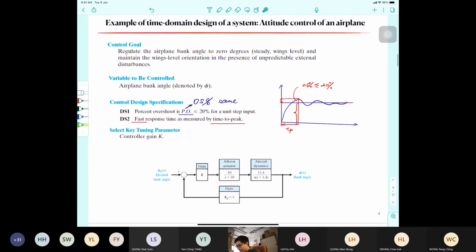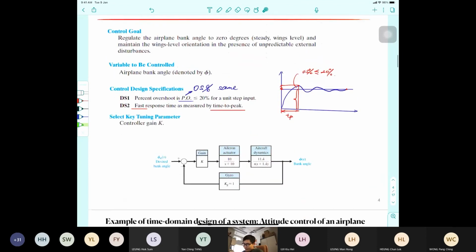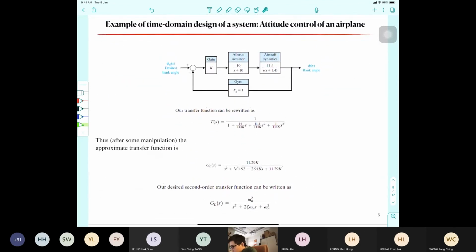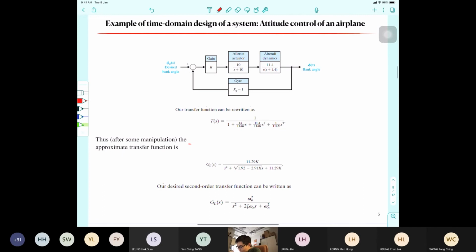So that is the system modeling. And then based on this block diagram, we can simplify to get the transfer function, right? After some manipulation and simplification, here there's no need to care about the detail.